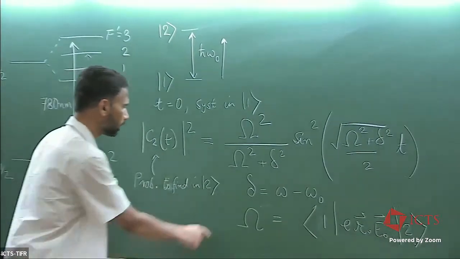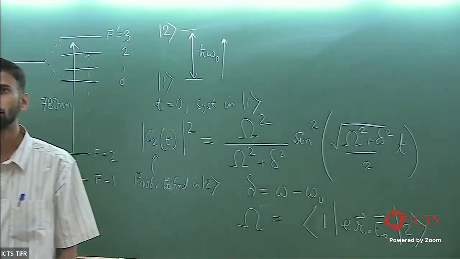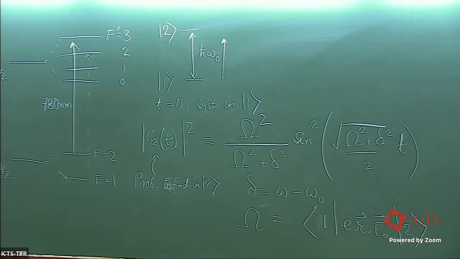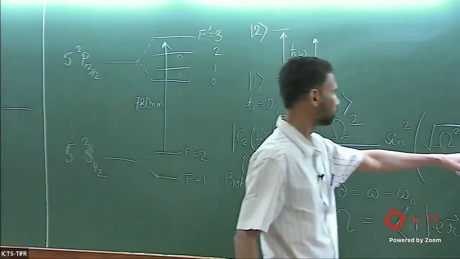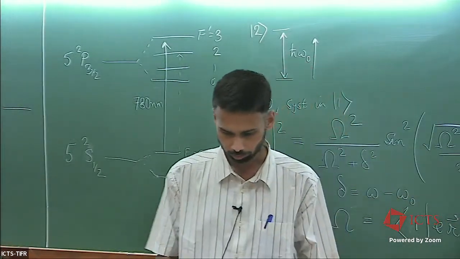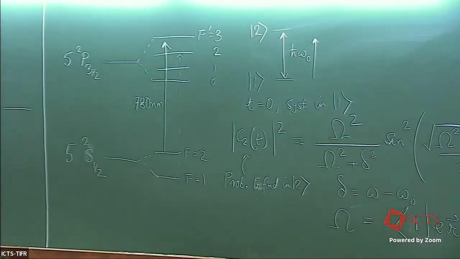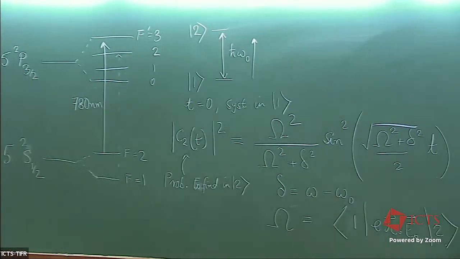If I multiply by h bar, then I get an energy scale. And this is the sort of rate at which the system oscillates, right? So if I put delta equal to zero, then I will have Rabi oscillations in the system.